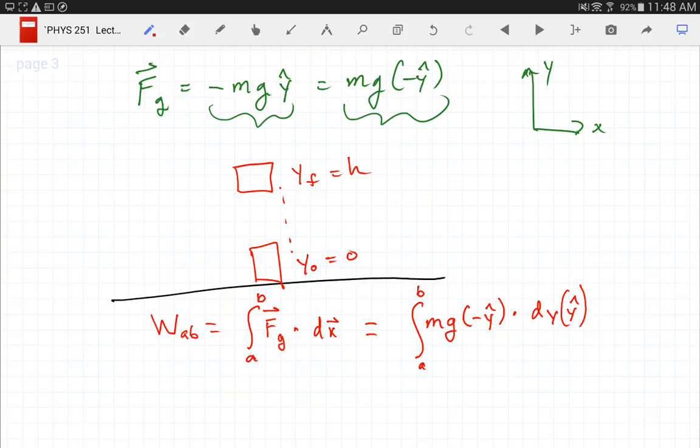So once again, just like before, I said dy vector. This was dx vector over here. The dx vector is actually my distance I move, whatever direction it is. So for this case where we're moving vertically, I have my dx vector is equal to dy y hat because we're doing a vertical displacement.